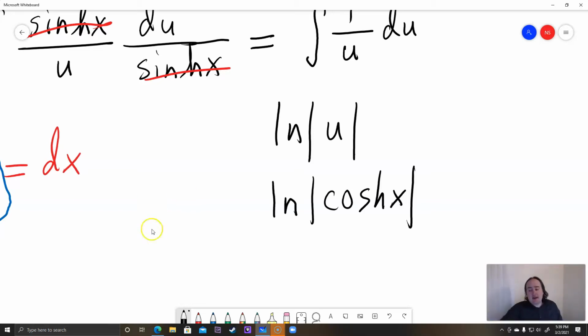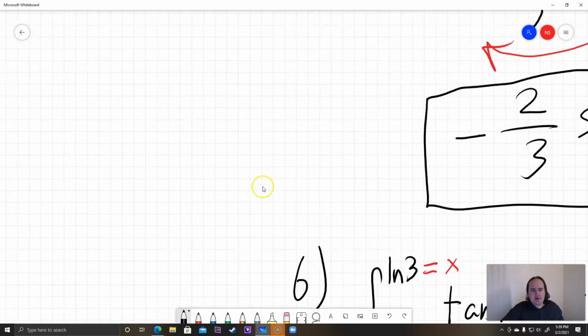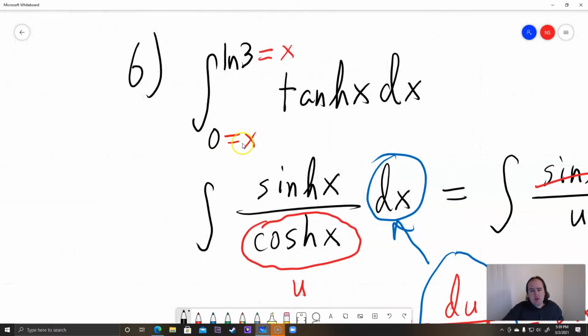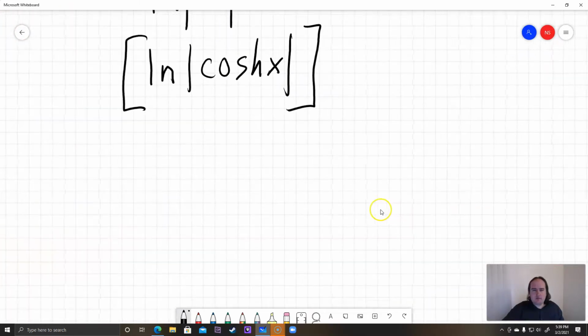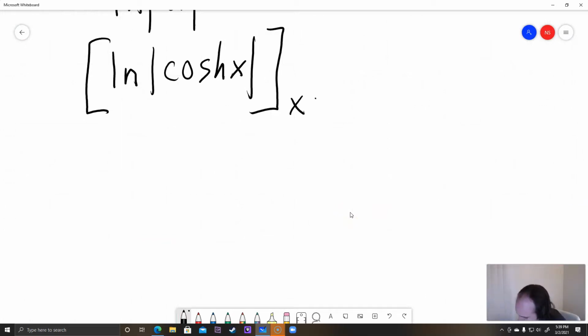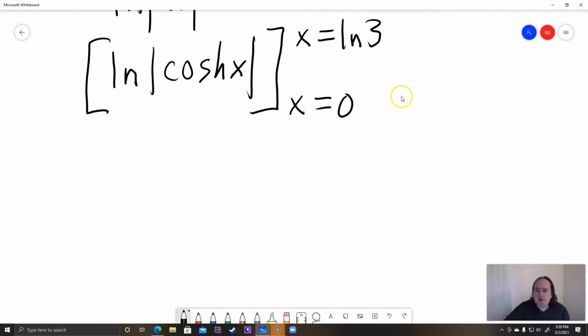Okay, and now that it's back in terms of x, I can go ahead and write the numbers that we started off with. So this is a definite integral, and the limits of integration that we're going to plug in are x equals 0 and x equals ln of 3. And remember, using the fundamental theorem of calculus part 2, you're just plugging in the top number into the function, and then you subtract the function evaluated at the bottom number. Okay, so let's go ahead and do that.